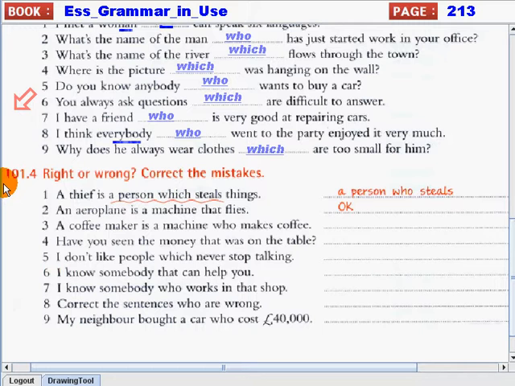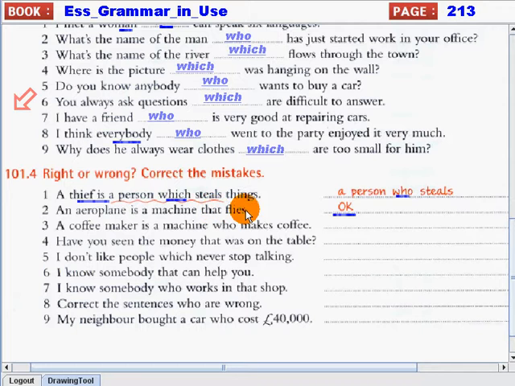Now let's go to activity 101.4. Right or wrong. You have to tell me if the sentence is correct or not. Then if it's not right, you have to correct the mistake. But when it's okay or right, you just put the word okay. Alright? So let's have 1 and 2 as our examples. A thief is a person which steals things. A thief is a person, so we shouldn't use which. We have to make it who. A thief is a person who steals things, right?